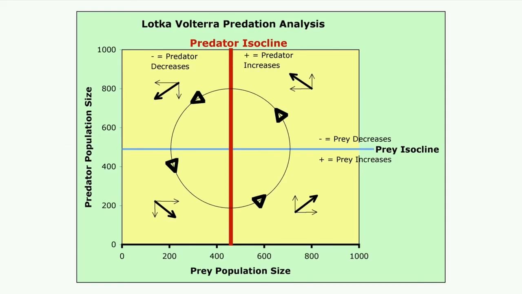When you combine the two graphs, you get the Lotka-Volterra predation analysis, which shows that there is no stable predator-prey equilibrium biologically. A single birth or a single death of a predator or prey will end up on the circle. So this is the final graph.